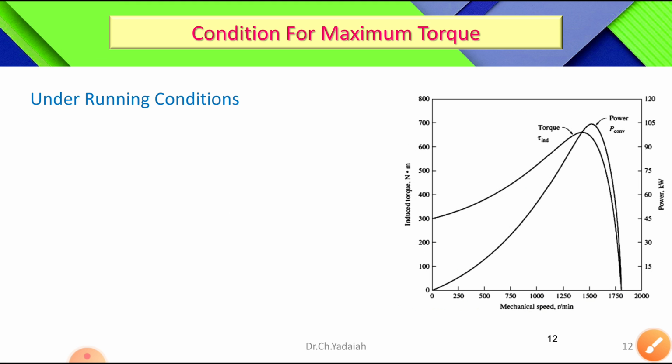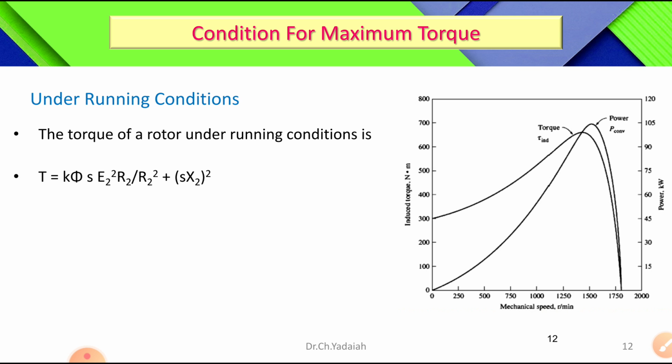Under running condition, the torque of a rotor is, as we all know, K into phi into S into E2 square R2, with these values. Then this K is a proportional constant. The condition for maximum torque may be obtained by differentiating this equation with respect to slip and equating it to 0. So we are going to find the maximum torque.